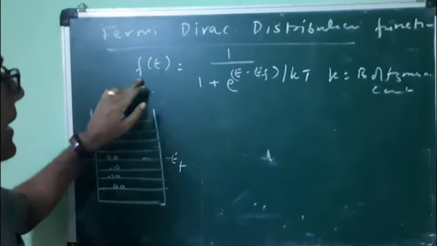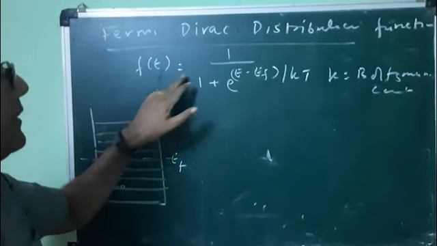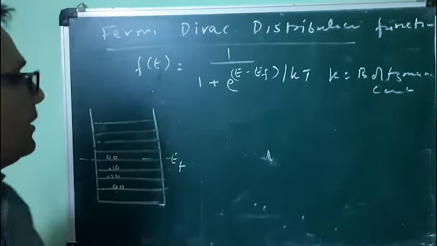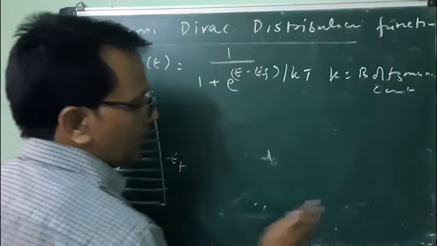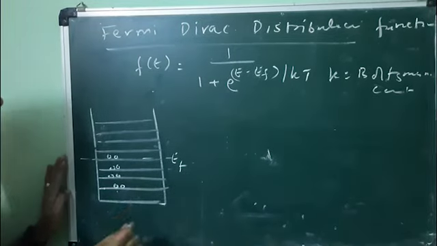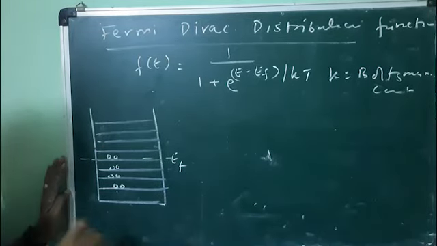So mathematically, this F of E is equivalent to 1 upon 1 plus exponential of (E minus EF) by KT. We do not show the derivation for this, but for the analysis we have divided this into 2 parts.